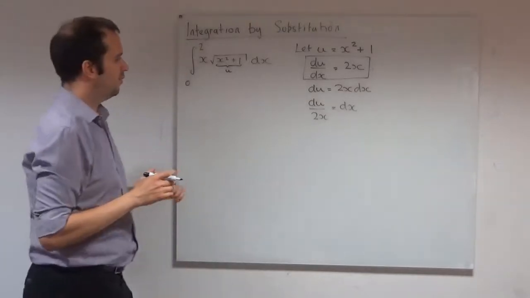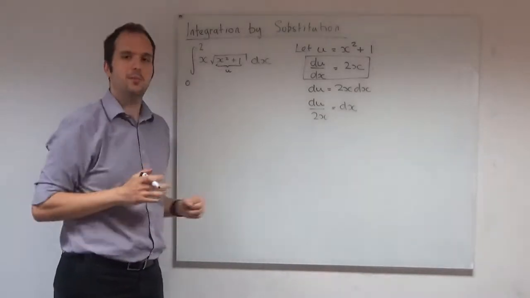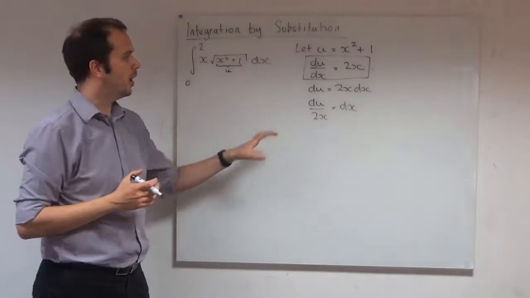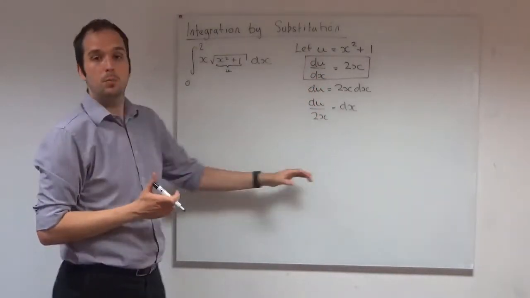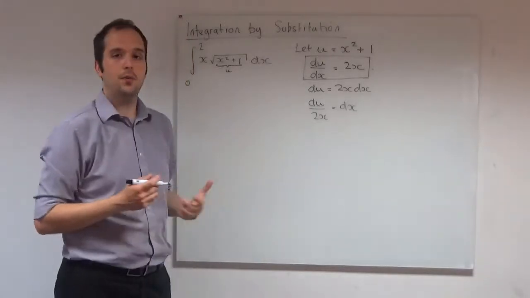Strictly, mathematically, we shouldn't really be doing it in this way. You can't really separate your du and your dx in such a way, but it works, and that's the way we generally do it.